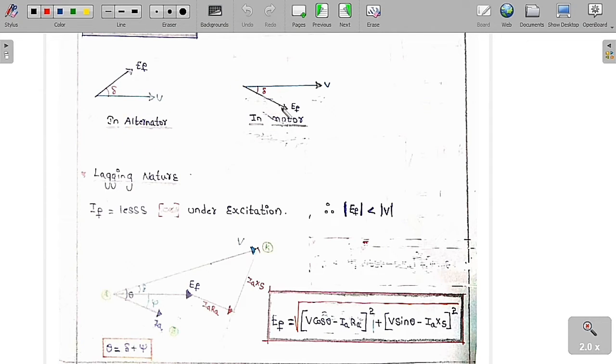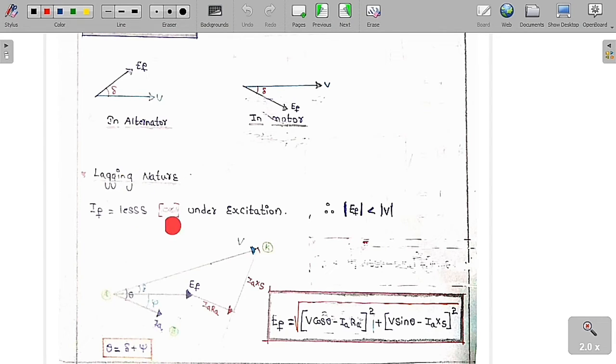Whereas in the motor, V is equal to EF plus IA into ZS. So if you take EF as a reference, irrespective of the nature of the current IA, you are always going to get V as leading. This is a point which you always need to remember. So in the alternator, EF is always going to lead V, whereas in the motor, it's the reverse case: EF is always going to lag V. This is a very important thing that you always need to keep in your mind.